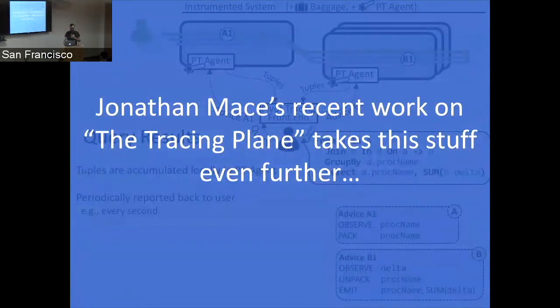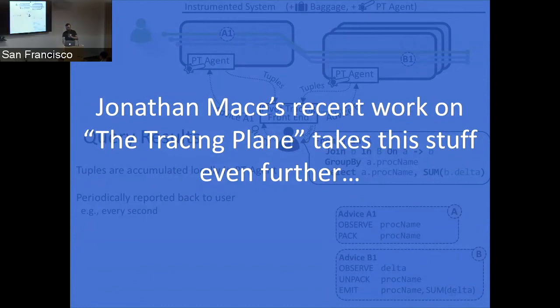I also want to mention that Jonathan has gone on to work on this thing called the tracing plane, which takes this direction even further, and it makes the baggage operations that were here get expanded a bit, and it really decouples the idea of propagating context from the distributed system and having this baggage, which you can do some pretty complicated things with. I'm not sure how practical this is, but you can.